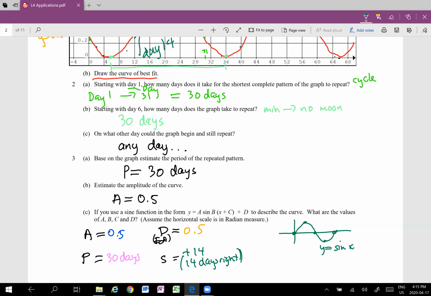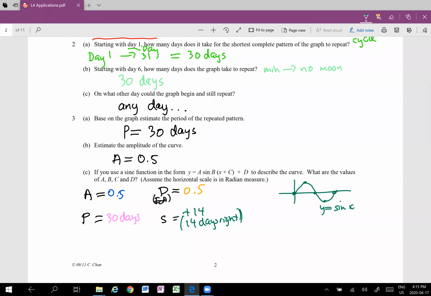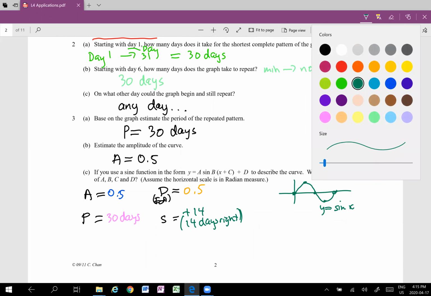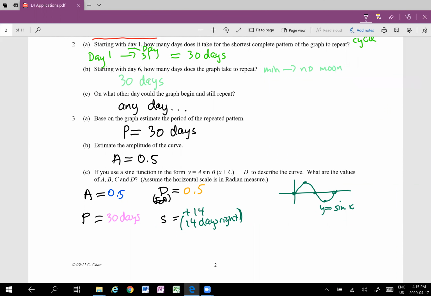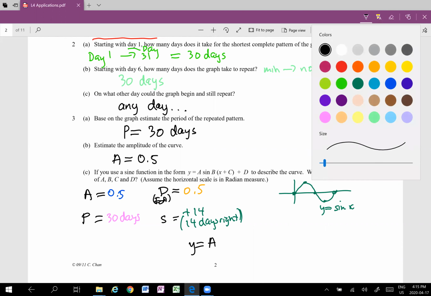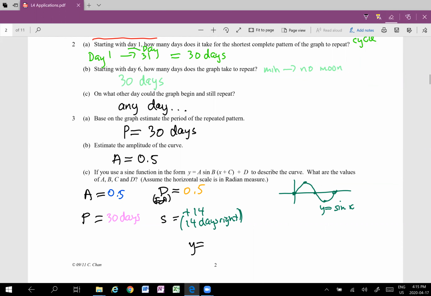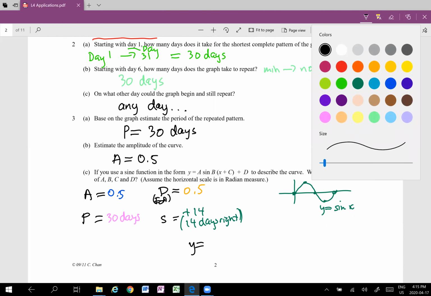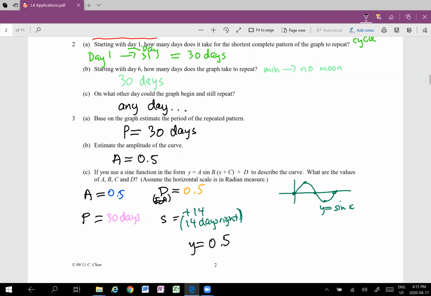Just to show you our thinking process. So we have to figure out the equation. And you know what? I think you know what we're going to do. I think you know the A value is 0.5. Sine, I'll leave the B value alone a little bit. x minus 14. Why minus? Because it's towards the right. Plus 0.5. So the only thing we have to do is actually deal with that B value.